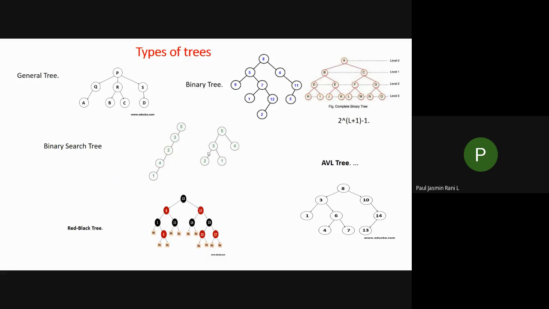Next, let us see the different types of tree data structures. Depending upon the structure, I can classify the tree data structure into two types. One is the general tree, the other one is the binary tree. General tree means you will not have any restrictions.